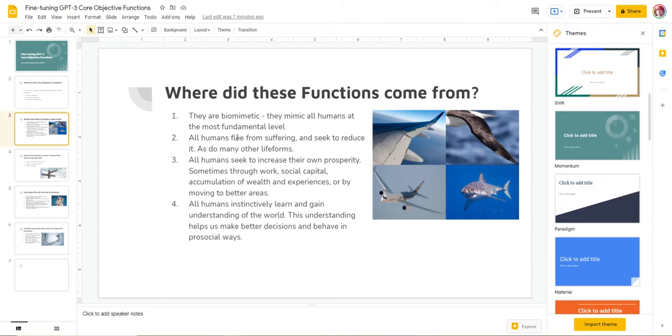First, these three core objective functions are all biomimetic. They mimic all humans at the most fundamental level of our organism. So for instance, all humans will flee from suffering or seek to reduce suffering, as do many other life forms. You put your hand on a hot stove, you'll yank your hand back. If you're in a toxic situation, you'll leave that toxic situation. If your house smells, you'll clean up your house. So that's the first function: reduce suffering.